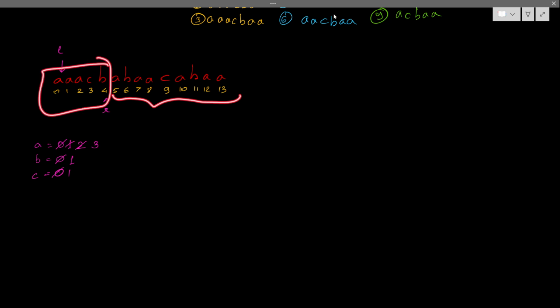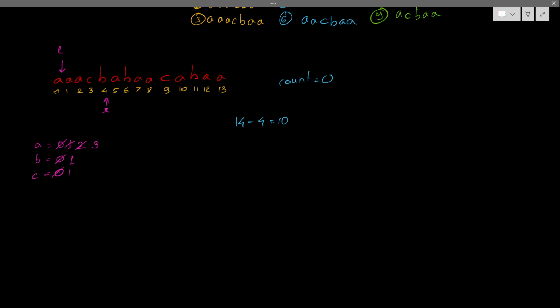So I can calculate using a formula. What is the length here? The length is 14. 14 minus 4, that means 10. So it will be counted as 10. My count is initially 0, and that count stores the number of substrings fulfilling the condition. So I will add the 10.